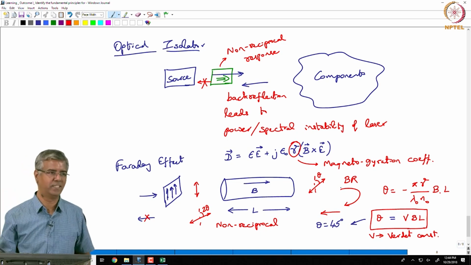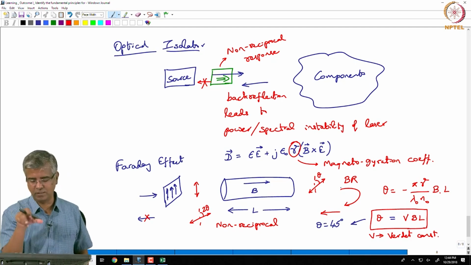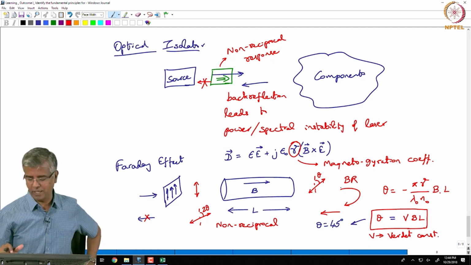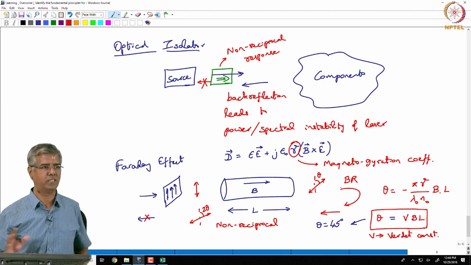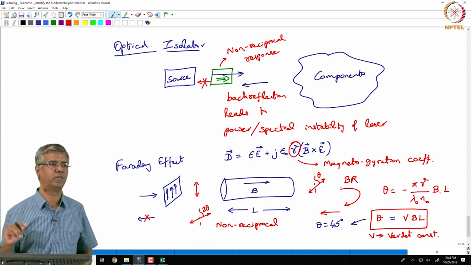You can cascade two of these things, and of course, when you cascade it, you have to be careful that the polarization alignment is taken care of. The second polarizer is aligned at 45 degrees.